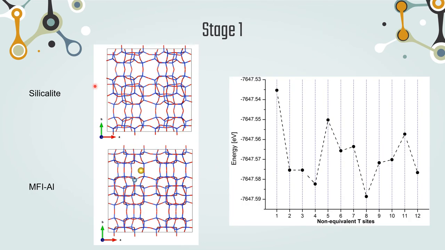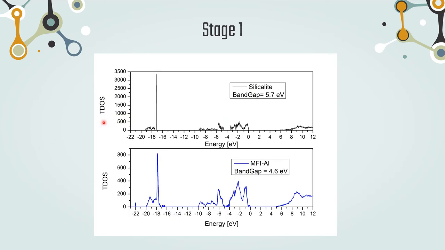This is the already optimized configuration, a representation for both silicalite and ZSM5 with an aluminum atom together with the respective exchange cation, sodium in this case. The latter configuration comes from having previously determined the minimum energy position, which according to this figure is localized in one of the tetrahedral T sites. According to the total density of states, for silicalite, we observe a band gap of 5.7 electron volts. When we introduce one aluminum, in this case MFI aluminum, the band gap is reduced to 4.6 electron volts.